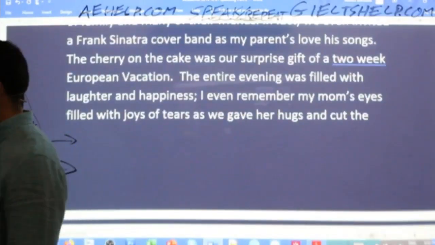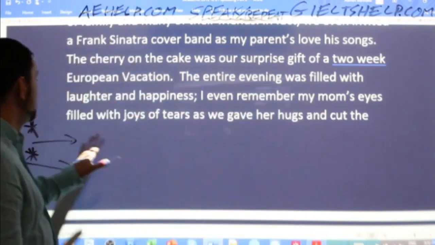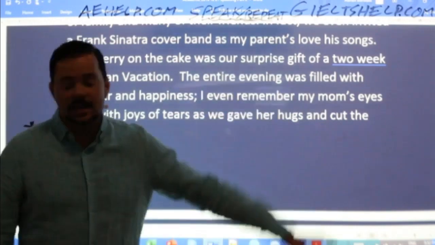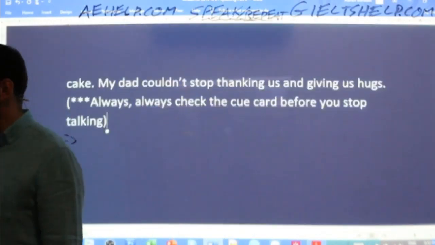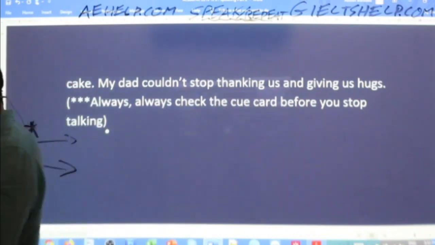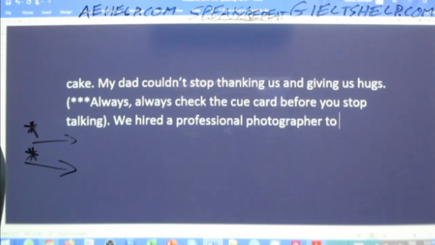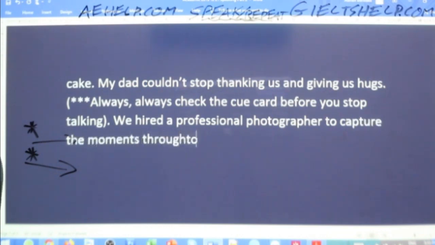So, the entire evening was filled with laughter and happiness. I even remember my mom's eyes filled with joyful tears as we gave her hugs and cut the cake. My dad couldn't stop thanking us and giving us hugs. We hired a professional photographer to capture the moments throughout the evening.